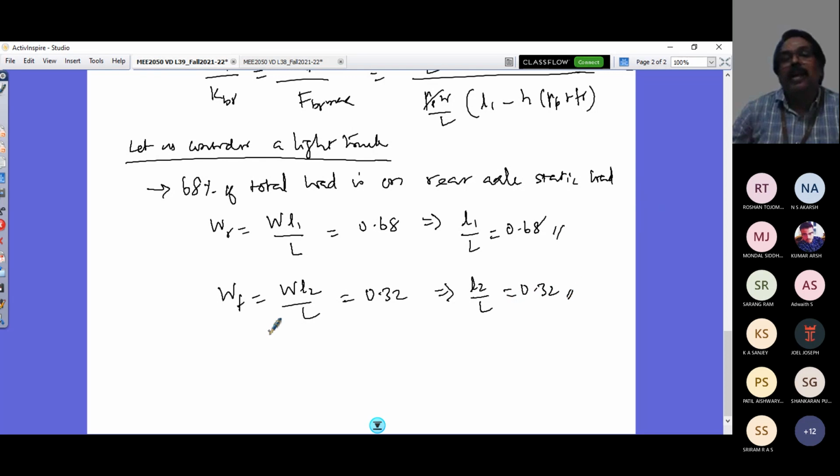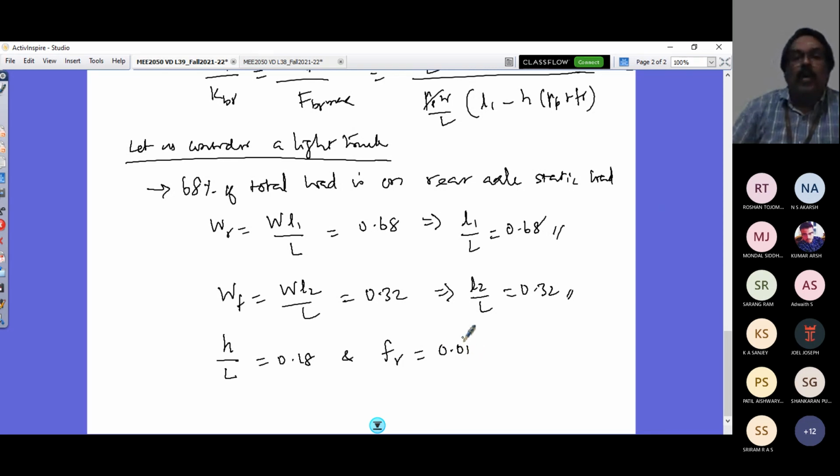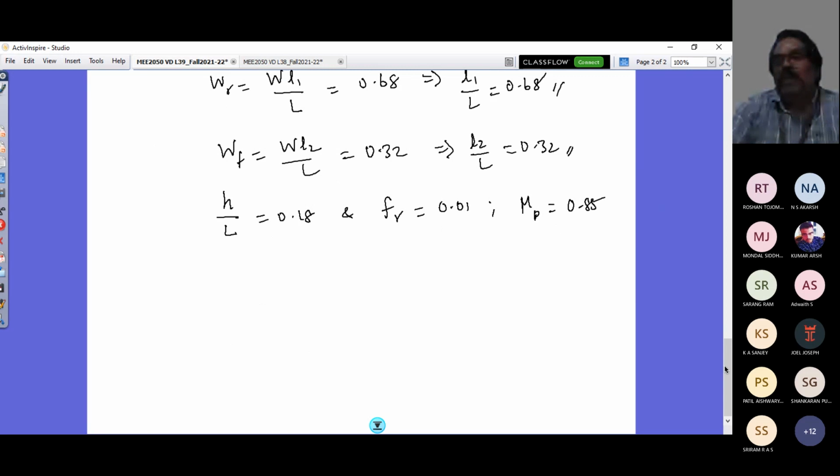Having this in hand, additionally the data given is H by L, the ratio of the CG location of the truck from the ground to the wheelbase, which is 0.18. The rolling resistance coefficient given in this case is 0.01. And the road adhesion coefficient, considering a dry road surface with μp the same on both sides of the wheels, is 0.85. Given these values, you can substitute them in equation number 8 and look at the requirement of braking force distribution.